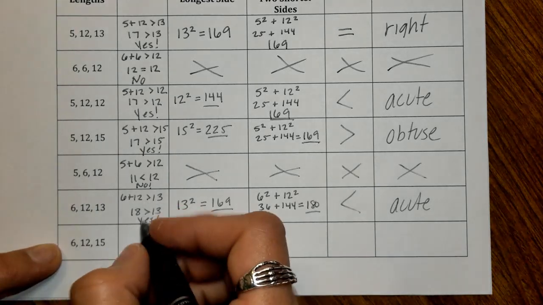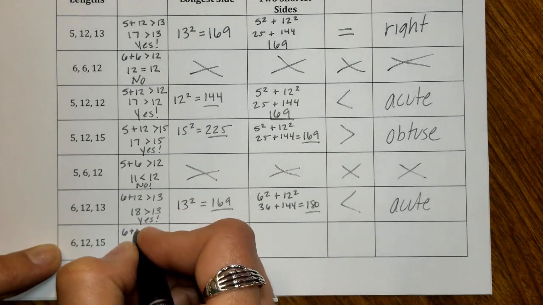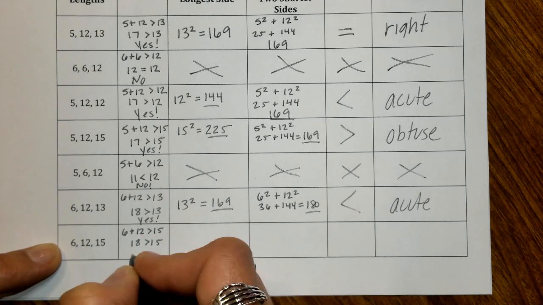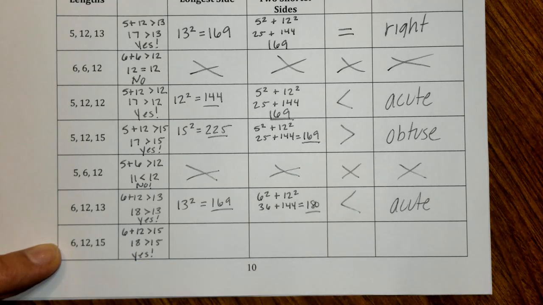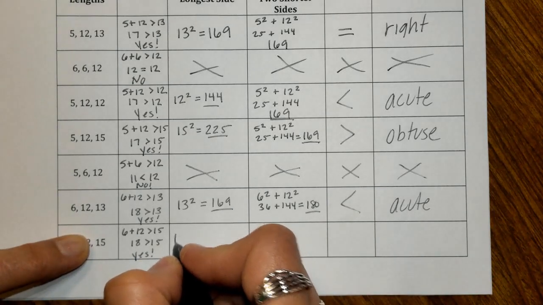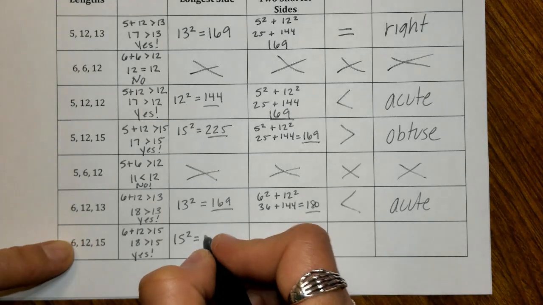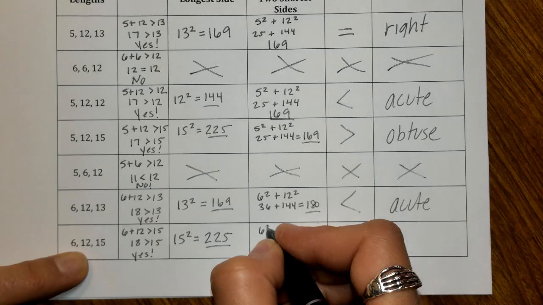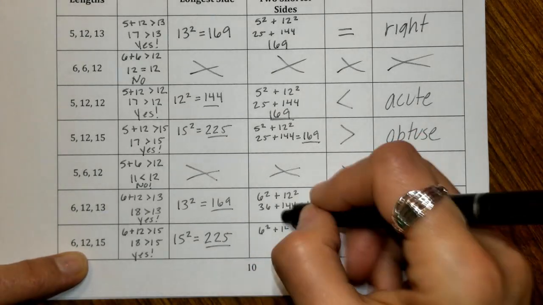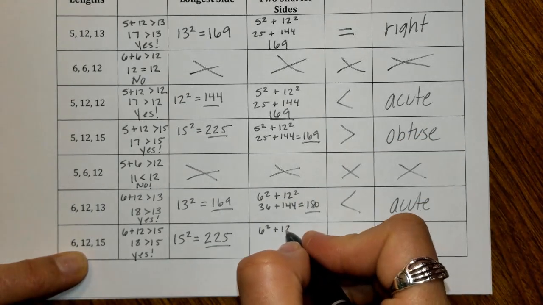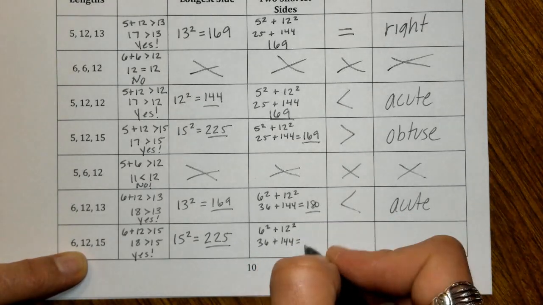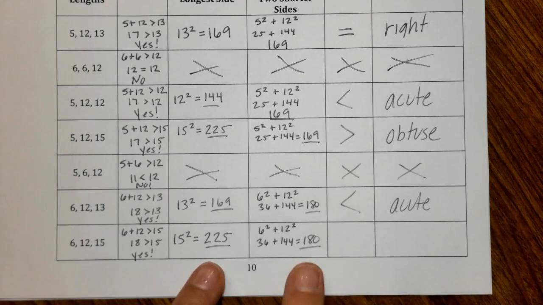6, 12, and 15. We take 6 plus 12, compare it to the largest side. We end up with 18 is greater than 15, so we do have a triangle. Longest side, 15 squared, is going to give us 225. We will compare this to the two smaller sides, 6 squared plus 12 squared, 36 plus 144, which we have just above, 180. We see that 225 is greater than 180.